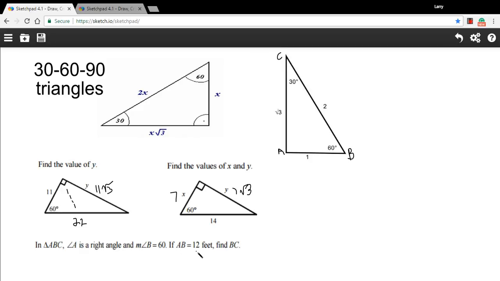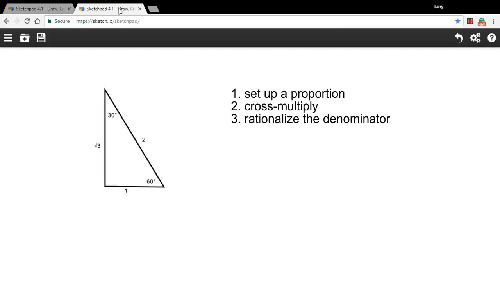And it says we know AB is 12 feet. Aha, so that's the shortest side. So this is going to be pretty easy. We want to find BC, that's the hypotenuse, and the hypotenuse is always twice the shortest side. So this is going to be 24. So if you know the shortest side or the hypotenuse, it's pretty easy to figure out these problems.